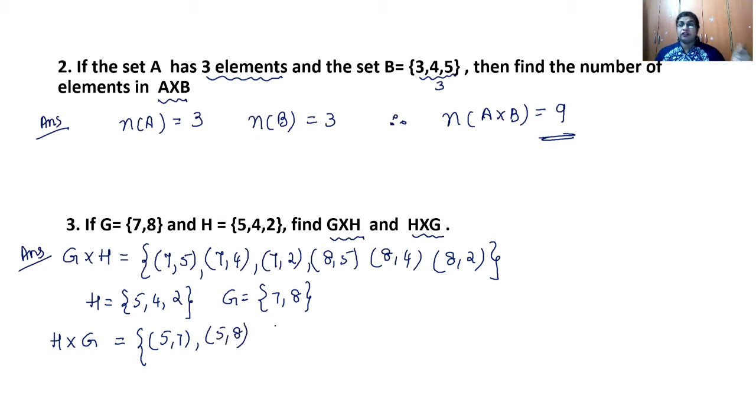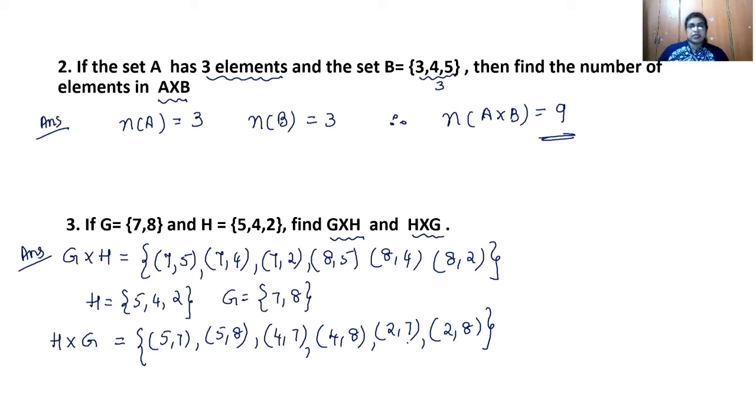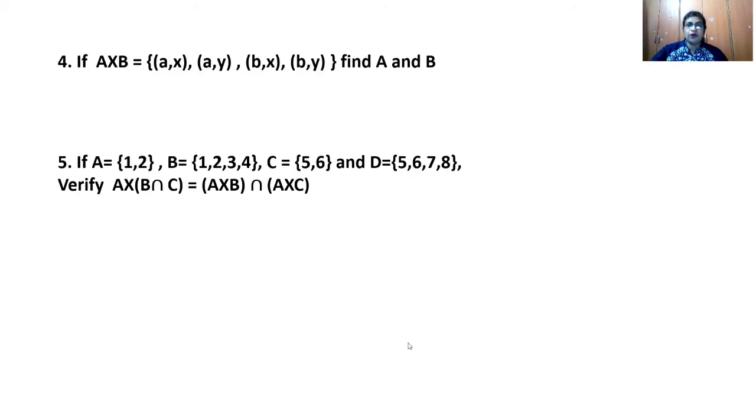Okay, so if I finished with the first element pairing with all the elements of set G, go to the next element. You have 4, 7, 4, 8. Okay, then go to the next element 2, 7 and 2, 8. So I finished all the elements of the first set pairing with all the elements of the second set. So that is my H cross G. Hope the ideas are clear to you. Yes, so we move on to the next question, question number 4.